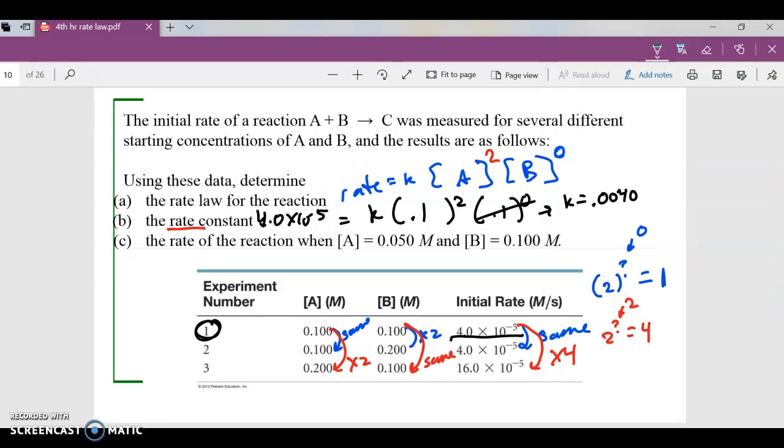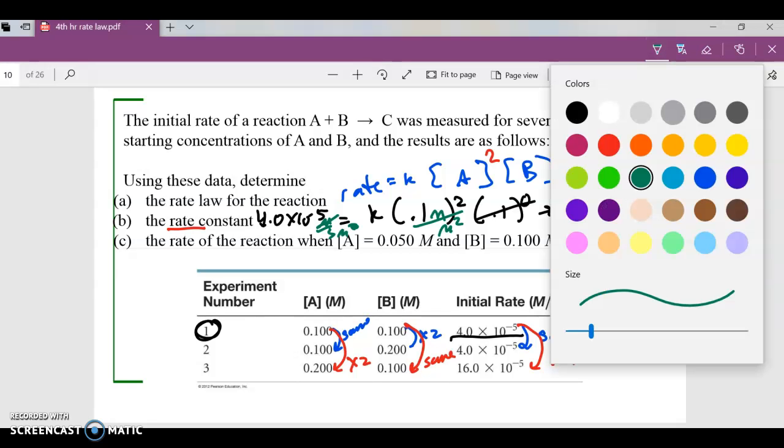Now I've got to think about units. When I'm thinking about units, I can see that this is molarity, and it's squared. This rate is molarity per second. So I'm going to divide both sides by molarity squared. And when I do that, I end up with molarity on the bottom, because the squared reduces down to 1, and seconds on the bottom. So molarity to the negative 1, seconds to the negative 1.